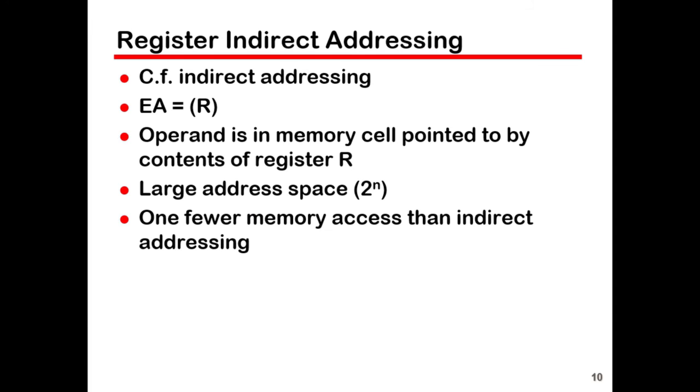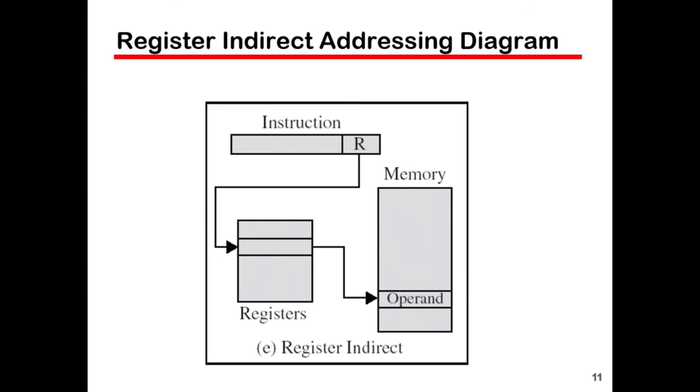Next one is register indirect addressing mode. It means that the name of the register which is given in the address part is having address of the operand. So it means that effective address is equivalent to the contents of R. Just like in this diagram, in the address field R is given and R is having the address of operand which is already stored in the memory. So that's why this is the difference between direct register addressing mode and indirect register addressing mode.